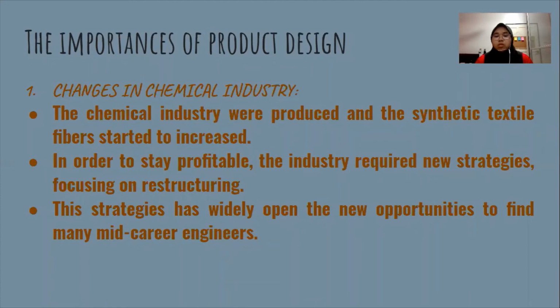The chemical industry started to increase the production of synthetic textile fibers. So in order to stay profitable, the chemical industry required some new strategies, especially focusing on restructuring. These strategies have widely opened new opportunities to find many mid-career engineers, such as process engineers, chemical engineers, mechanical engineers, and others.